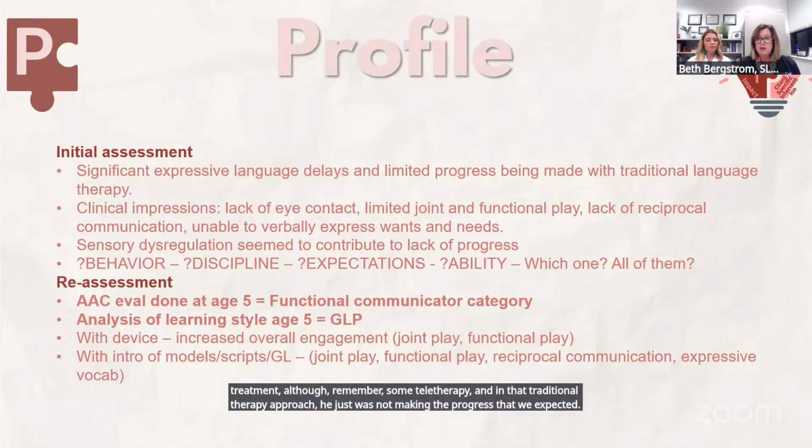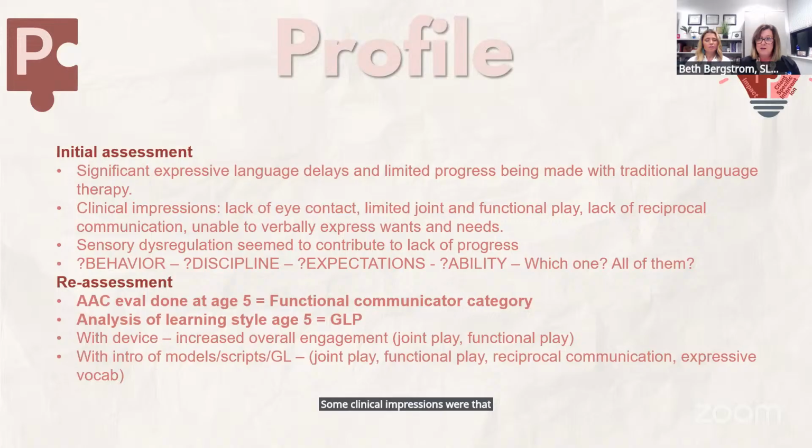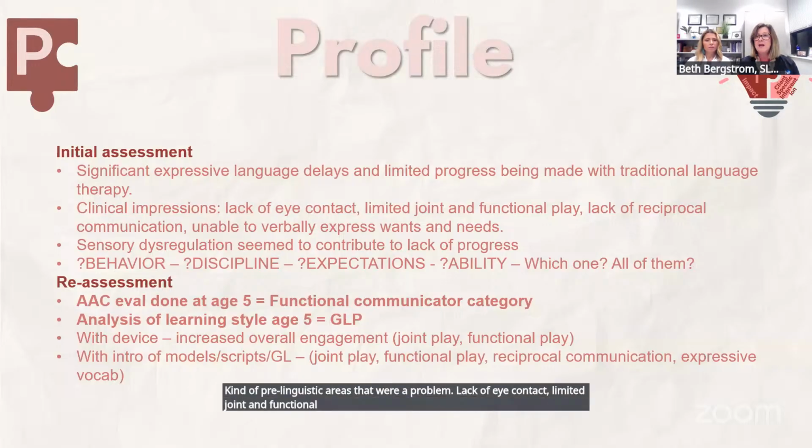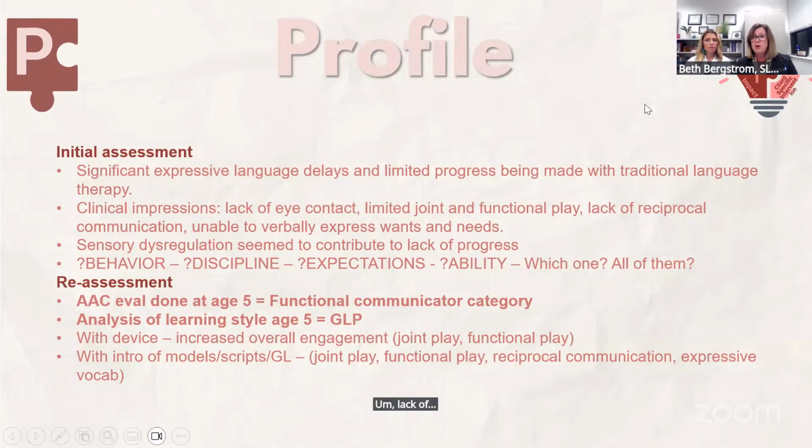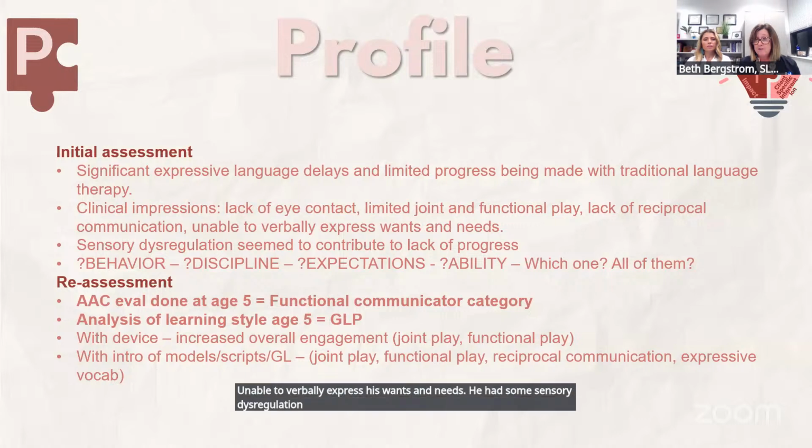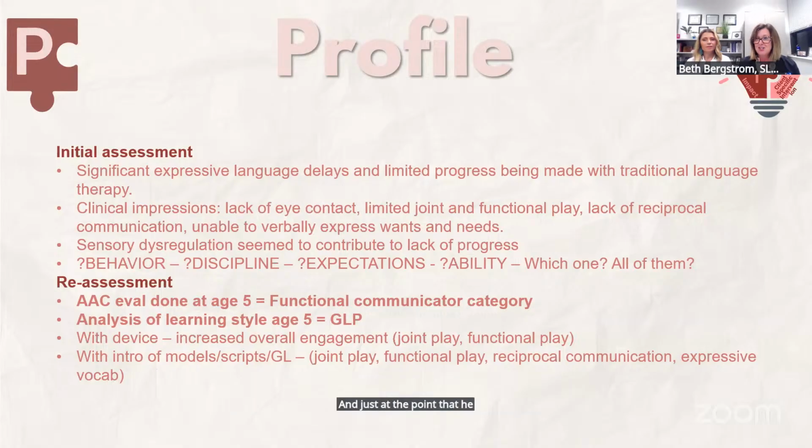Some clinical impressions were that he had a lot of those kind of pre-linguistic areas that were a problem: lack of eye contact, limited joint and functional play, lack of reciprocal communication, unable to verbally express his wants and needs. He had some sensory dysregulation, which definitely seemed to contribute to our ability to make progress in his therapy. And just at the point that he came in, we just had question marks.